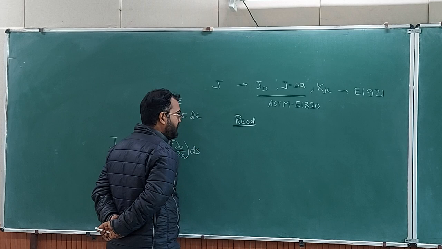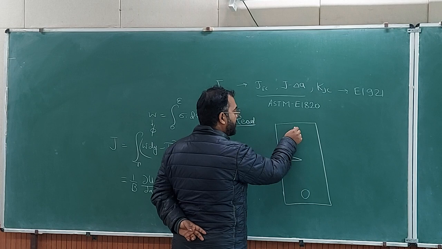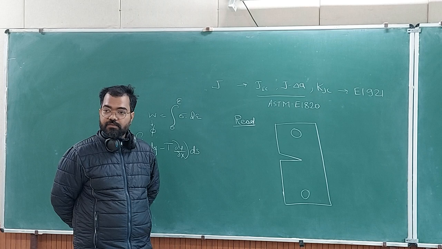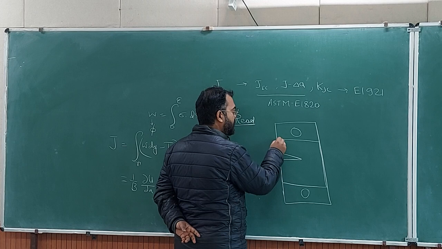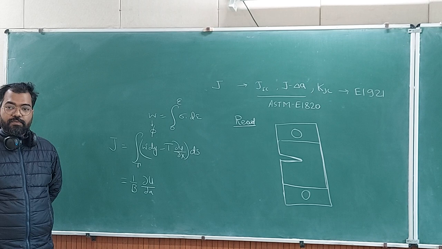What he did was, he took a SENT specimen. So you have a pin here, you have a pin there, and you put it in the machine, and then you just stretch it like a tensile specimen. This is a flat tensile specimen with a crack in it, with a surface crack. And then he described a contour along which he will take the value of the line integral. So how will he calculate the values of the line integral along this path? If you have to do this, how will you do it?